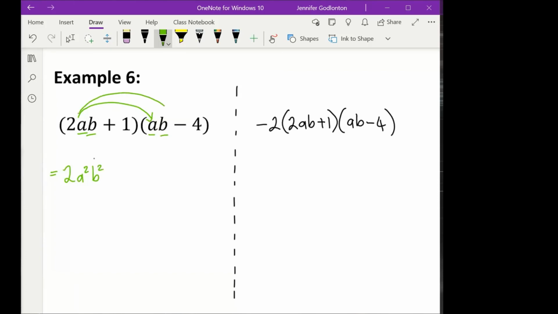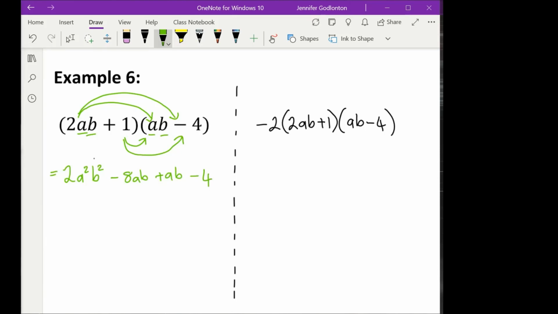Then I move on to my next one. 2 times negative 4 is negative 8. My variables are a, b. Next, 1 times AB is just AB, and 1 times negative 4 is negative 4. So that's our first step over there.